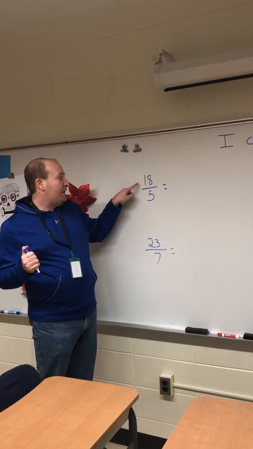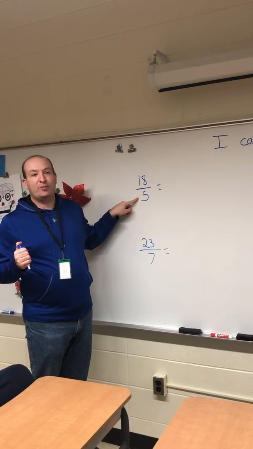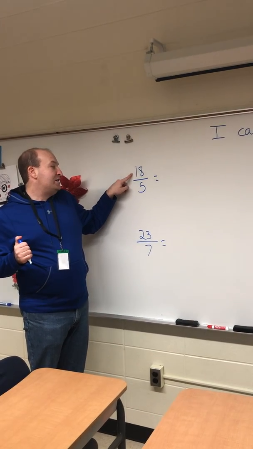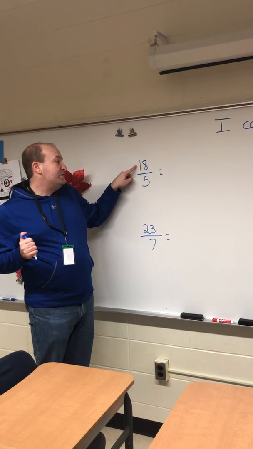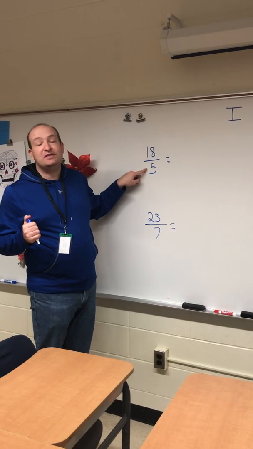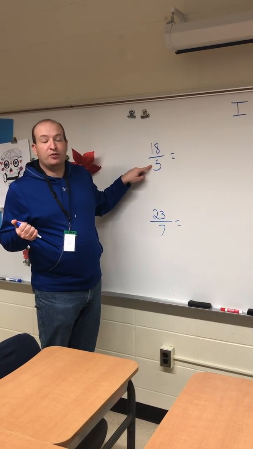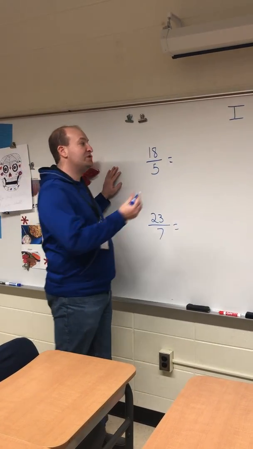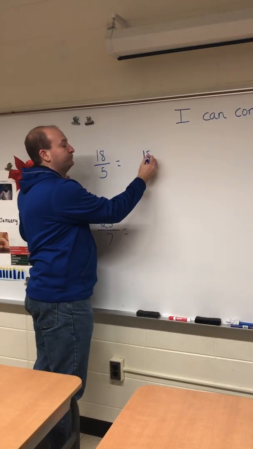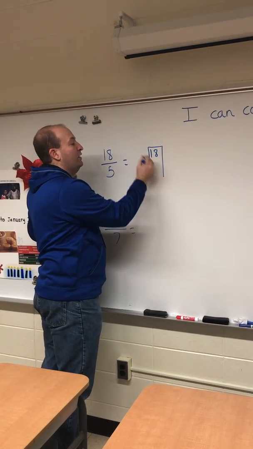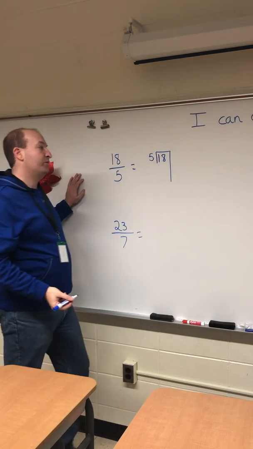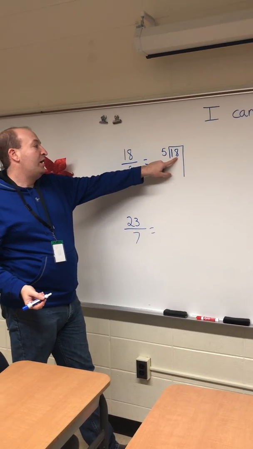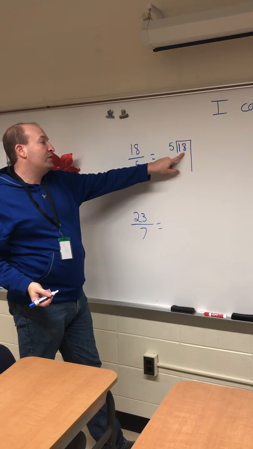So when I look here, I have 18/5. That's my improper fraction. 18 is larger than 5, and really this means 18 divided into 5 pieces. That's what a fraction means, as we've learned in previous lessons. So really I can actually set this up as a division problem. So I can think about, all right, how many times does 5 go into 18?